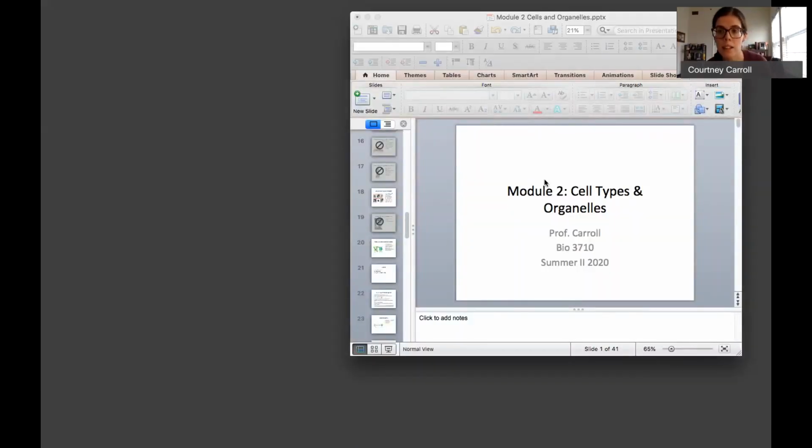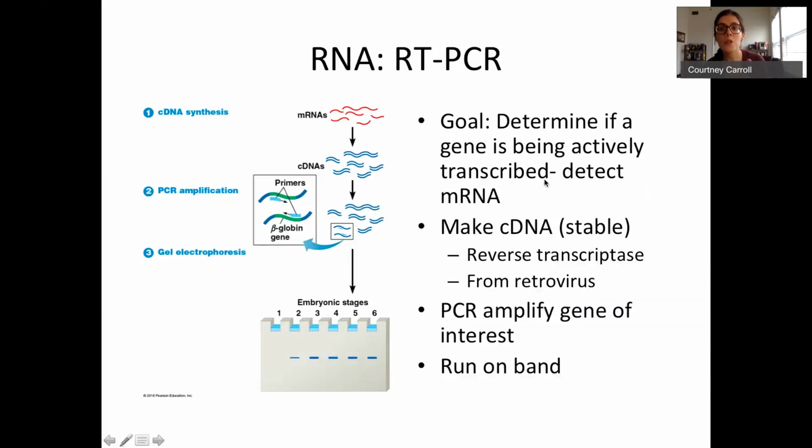In the last video, we talked about our DNA-based lab technologies. Now, let's talk about the two RNA-based technologies. DNA is great, but it's unchanging. So all of the cells in your body have the same DNA.